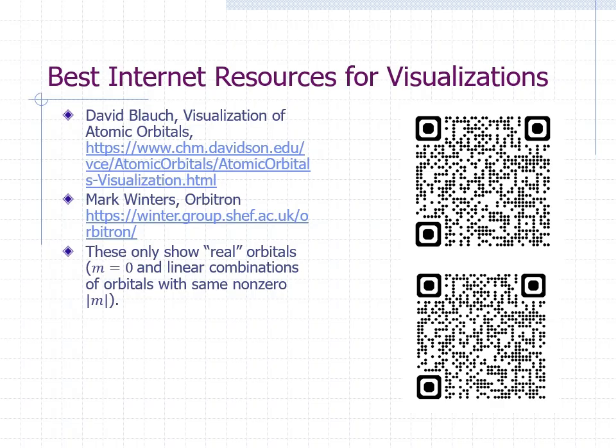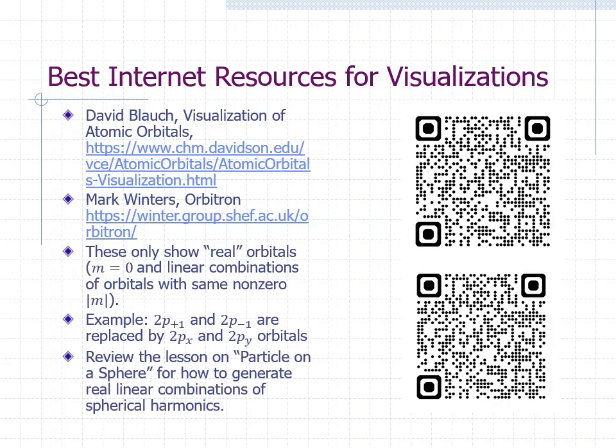These would be orbitals for which the quantum number m is equal to 0, or linear combinations of pairs of orbitals with the same absolute value of quantum number m. For example, on these websites, you won't find isosurface plots for p plus 1 and p minus 1 orbitals. Instead, you'll find the real linear combinations px and py. The imaginary components in the orbital functions are due to the spherical harmonics. In a lesson on particle on a sphere, we discussed how we can replace these by equivalent functions with only real components.